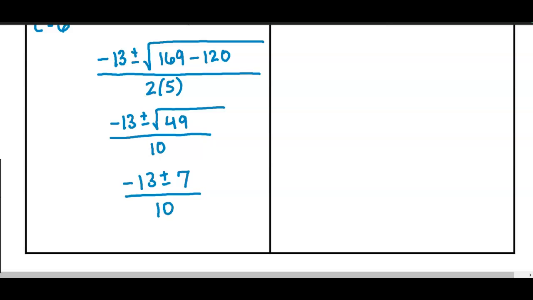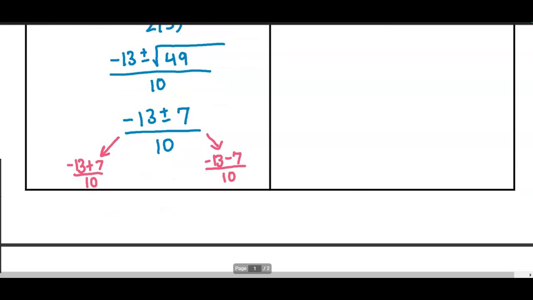This right here is an acceptable answer. However, what we are going to want to do is simplify to get our actual roots. So we're going to break this into 2 problems just like we did yesterday for our quiz. So it becomes negative 13 plus 7 divided by 10, and then negative 13 minus 7 divided by 10. So negative 13 plus 7 is negative 6, so negative 6/10. And then negative 13 minus 7 is negative 20, so negative 20/10.